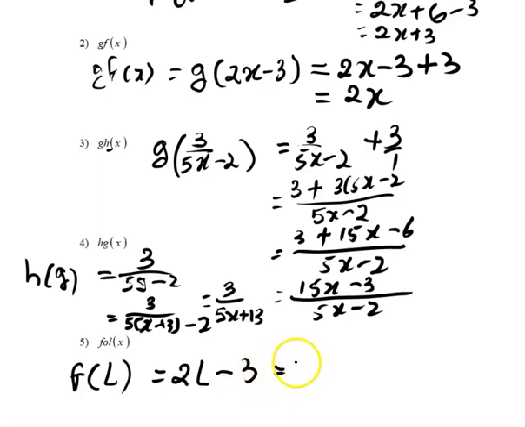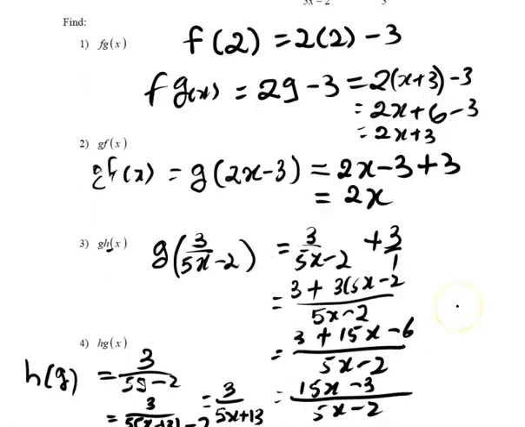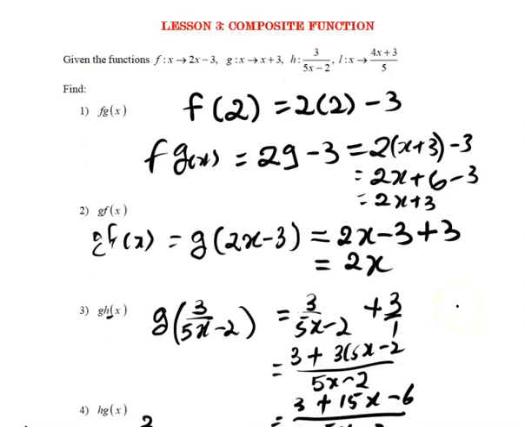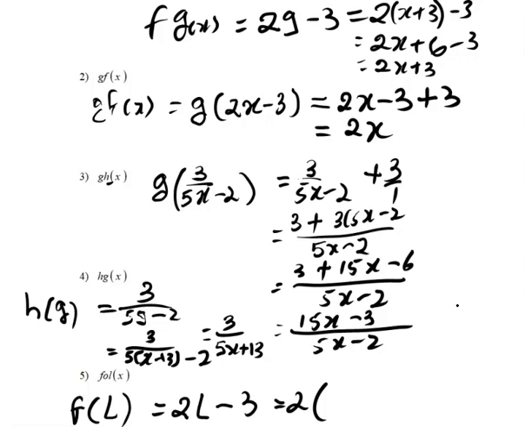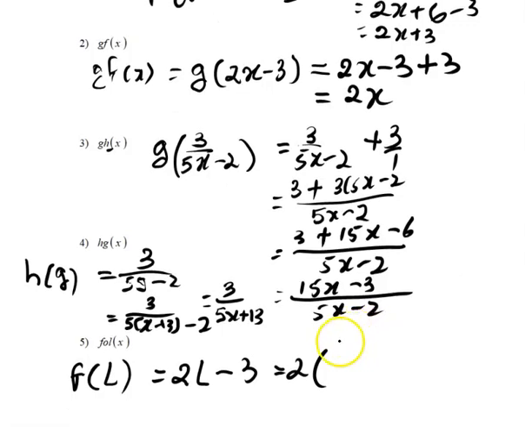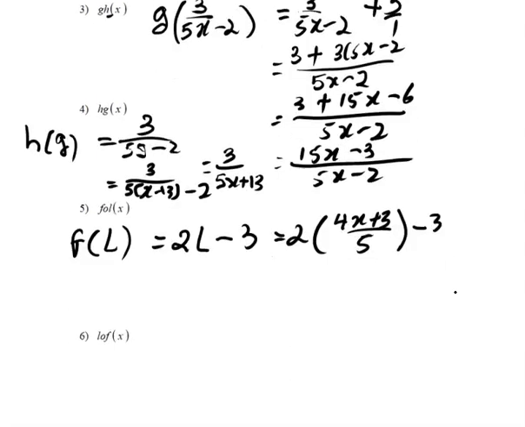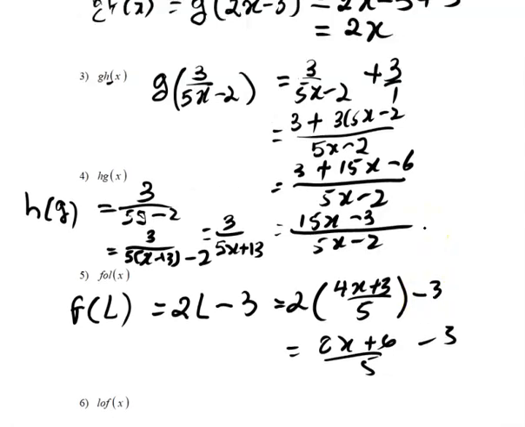Okay. Now we'll come. What is our L? Now replace, our L is 4x plus 3 over 5. 4x plus 3 over 5 minus 3, which gives us here 8x plus 6 over 5 minus 3. Okay. All right.